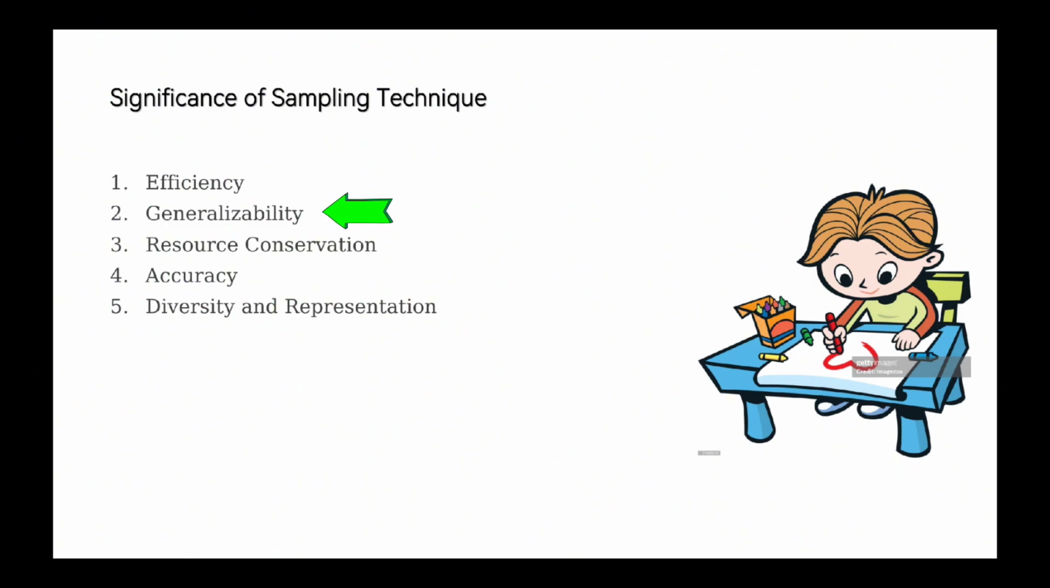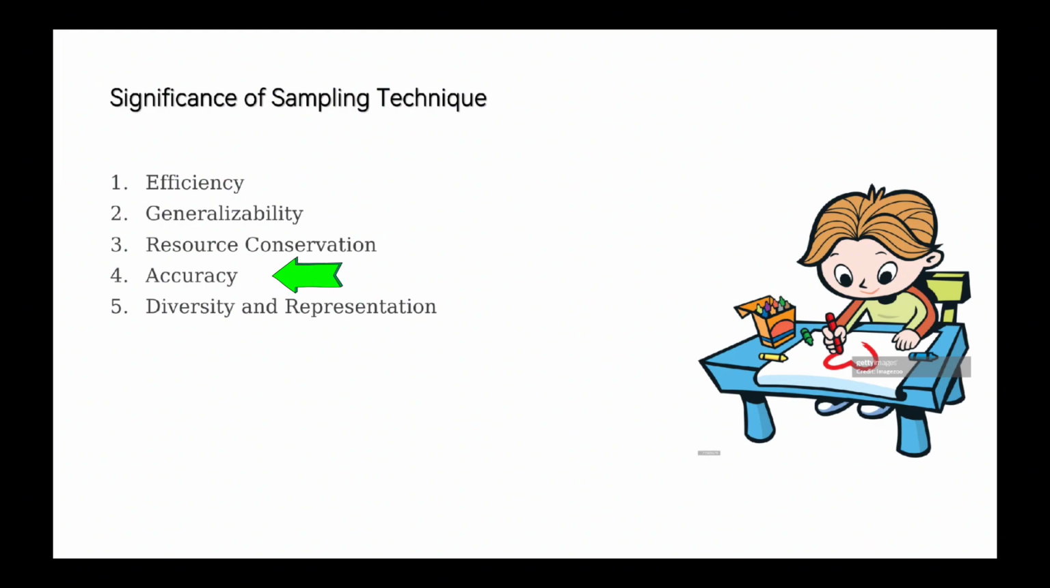Number 2, generalizability. Properly selected samples can provide accurate estimates and inferences about the entire population. This allows researchers to make conclusions based on a manageable subset of data. Number 3, resource conservation. Sampling reduces the time, effort, and resources required for data collection, making research projects feasible within budget constraints.